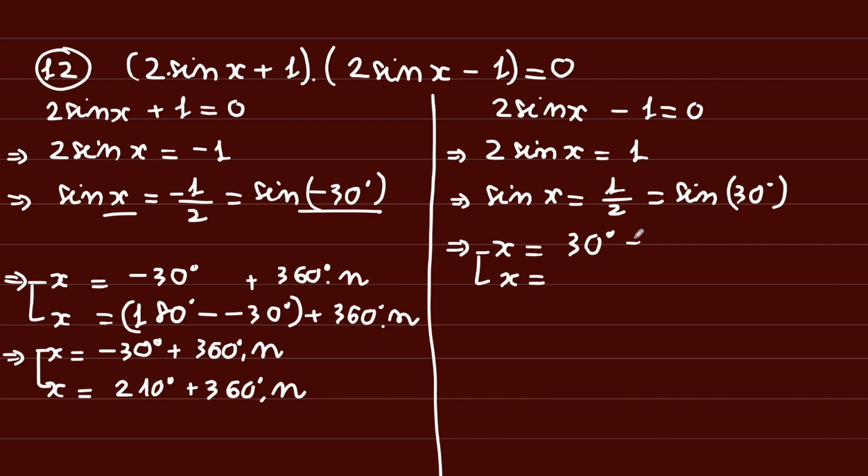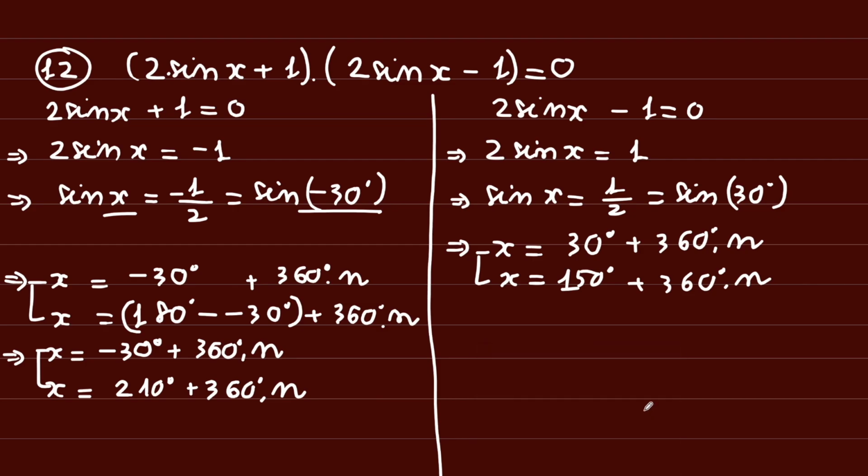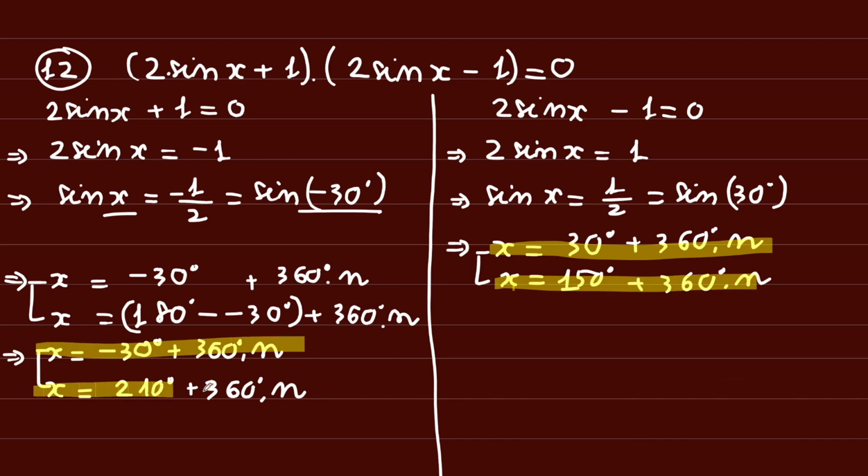The first one is 30 degrees plus 360 degrees multiplied by n. And for the second one, it is quite easy to figure out the supplementary angle of 30 degrees, which is 150 degrees, of course plus 360 degrees multiplied by n for repeating. And the same number of solutions as in 11, right? You got 1, 2, 3, and 4. 4 general solutions for question 12. That's not easy, of course.